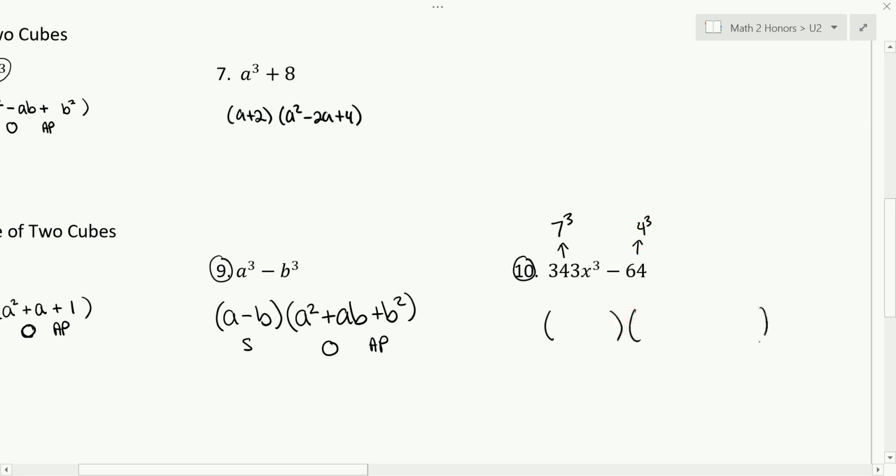And so our first factor is going to be what? 7x minus 4, because we use the same sign. And then 49x squared plus 28x plus 16. You guys see where those are coming from? So the 28 is from 7 times 4, right? 49 is 7 times 7. 16 is 4 times 4.